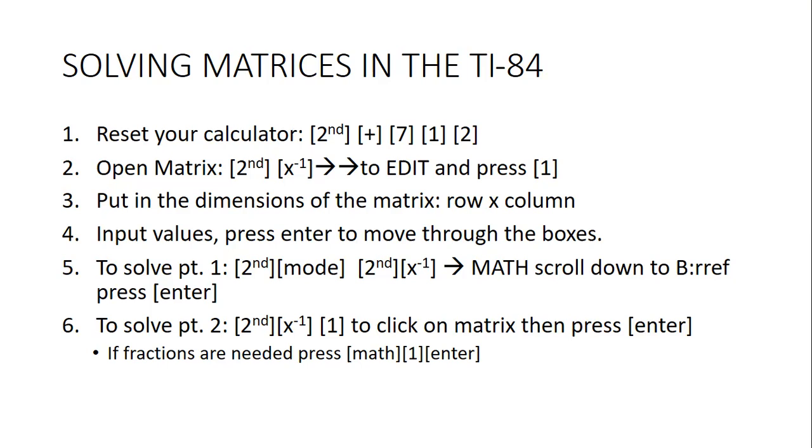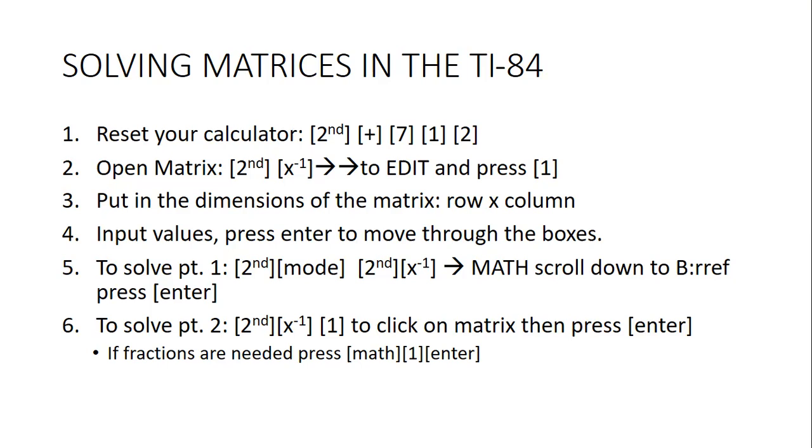Okay. All right. So step 1 is we're going to make sure to reset our calculator just because it's easier to clear out the matrix that way. Step 2 is we're going to open the matrix window. To open our matrix window, we press second, x to the -1, and we're going to arrow over twice to edit and press 1. What that does is it gives us our matrix to put in our dimensions. So step 3, we put in the dimensions of our matrix. Remember, your dimensions are always going to be row by column. Okay. Then step 4, we're going to input the values. And to input the values, you just press enter and you're going to move through the boxes.